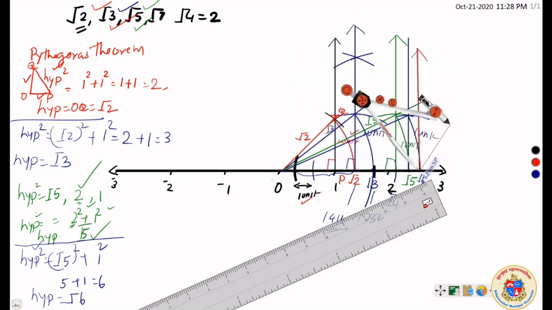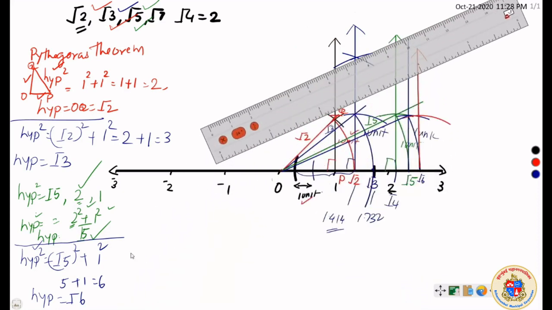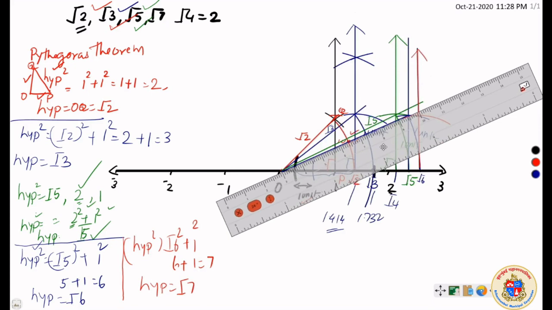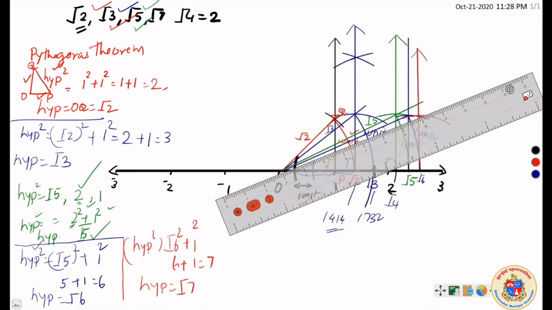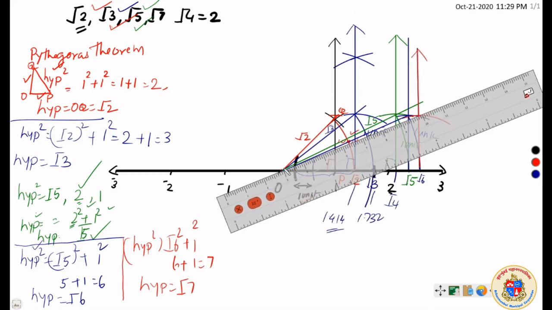Okay. Mark that point of 1 unit. Remove the compass. Take this scale over there. What is happening here is hypotenuse square is equal to root 6 square plus 1 square, which is equal to 6 plus 1, which is equal to 7. Then hypotenuse is equal to root 7. Same principle. So we will be simply connecting this point to that intersection of arc on the perpendicular, and you get the distance of root 7 over here.